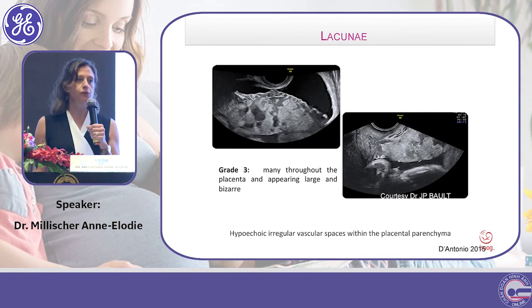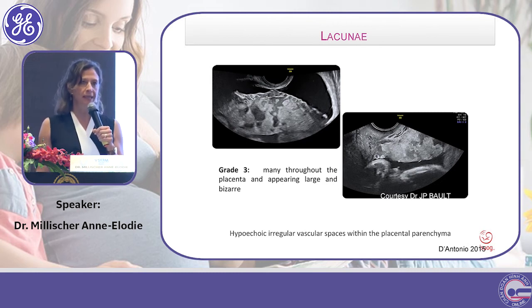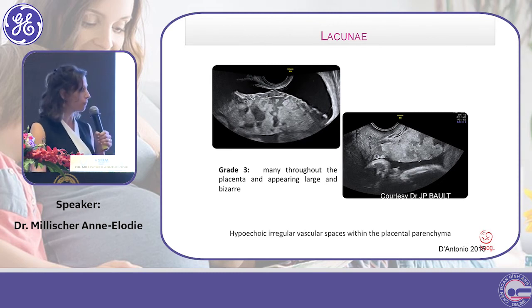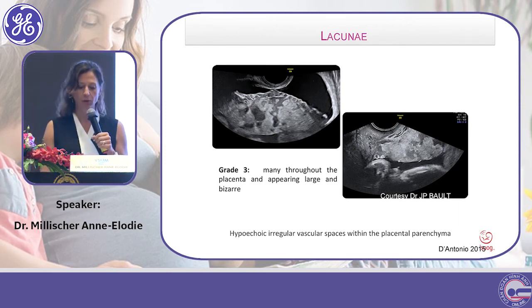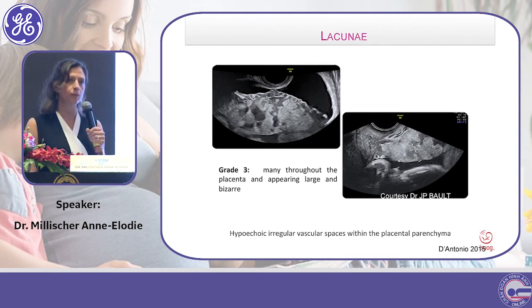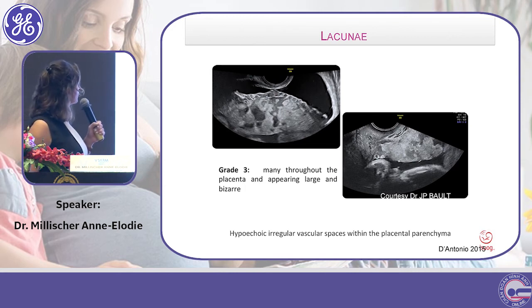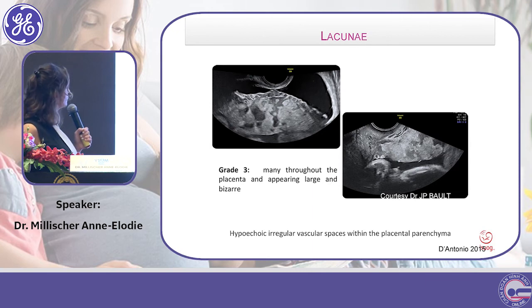The first important point, and it is a take-home message, is to be able to recognize an abnormal lacunae like this. Cái đặc điểm đầu tiên mà các bạn nên take home message đó là cái lacunae, là cái xoang mạch máu ở trong nhau. It is a grade 3 lacunae, which is described as bizarre.